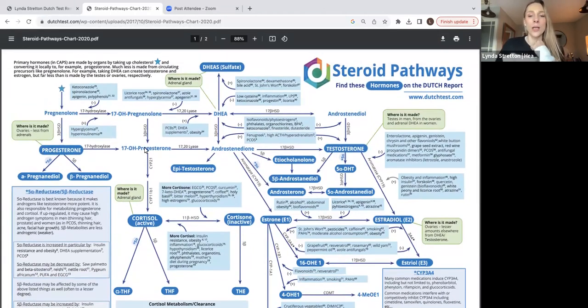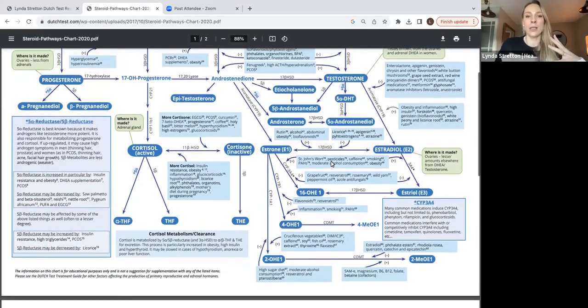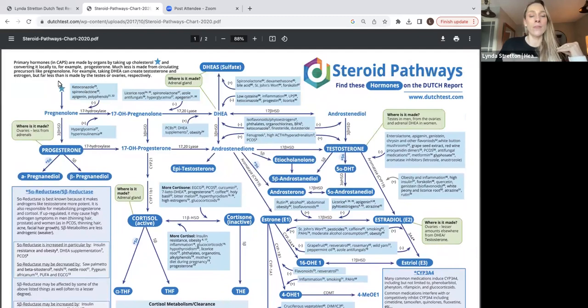But basically, these are what we call steroid pathways. These hormones are steroid hormones, right? This is what we call them, steroid hormones. And they go down these different pathways. And we're looking at what's going where and what is happening as a result. So we have the master hormone at the top, which is pregnenolone. And then this can go down into progesterone, and we look at the metabolites of that.